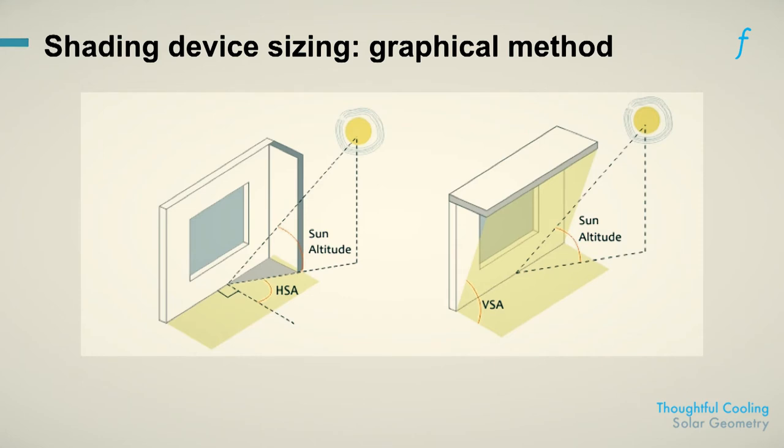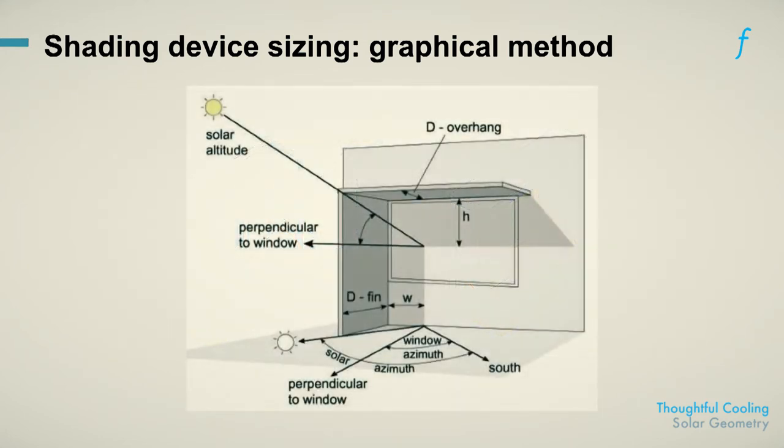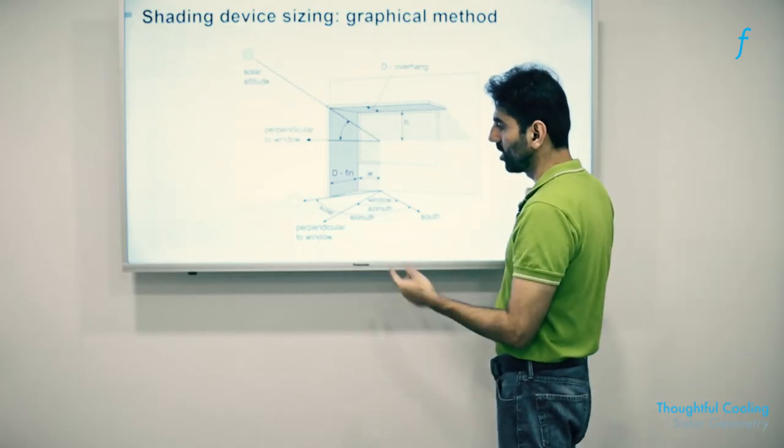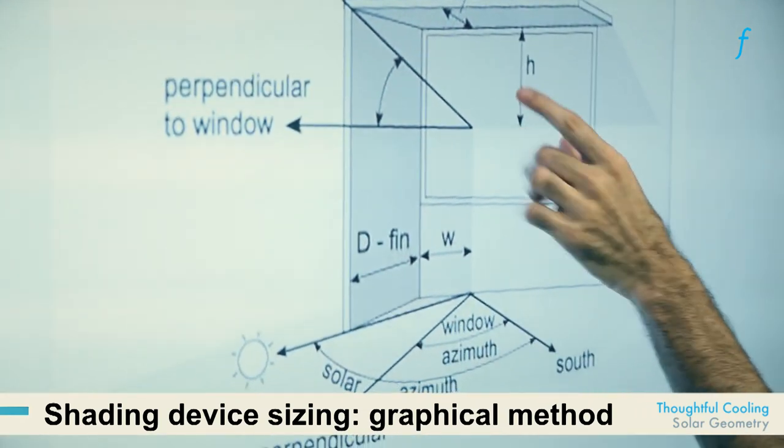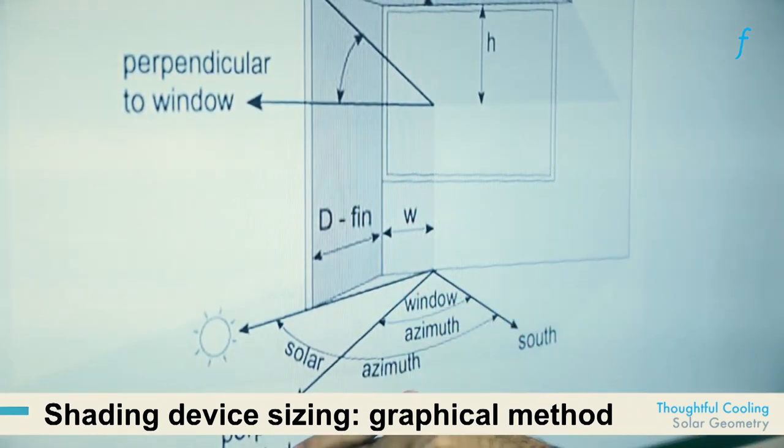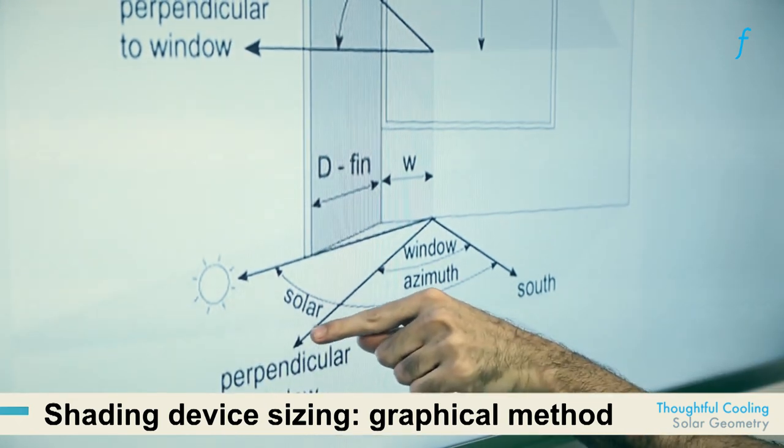There's another diagram which makes this even clearer, the thing about the window azimuth and the solar azimuth. As we saw earlier, if you draw a line perpendicular to the window, this is the window here, I'm drawing a line perpendicular to the window, that's my window azimuth.